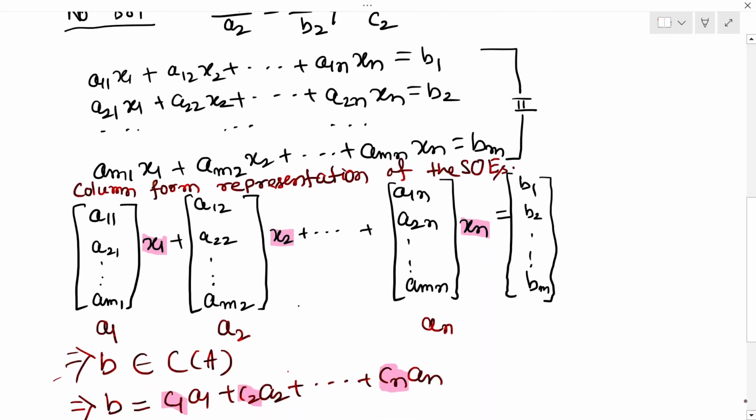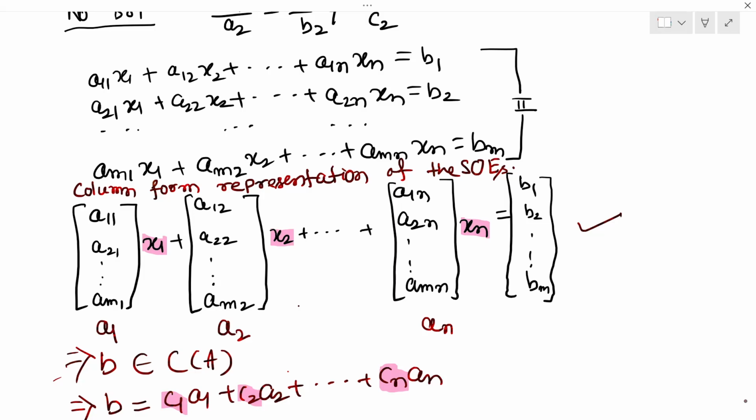a11x1 + a12x2 + and so on, a1n xn = b1. a21x1 + a22x2 + and so on, a2n xn = b2. Similarly, am1x1 + am2x2 and so on up to amn xn = bn. So here the column form representation of the system of equations is this one.